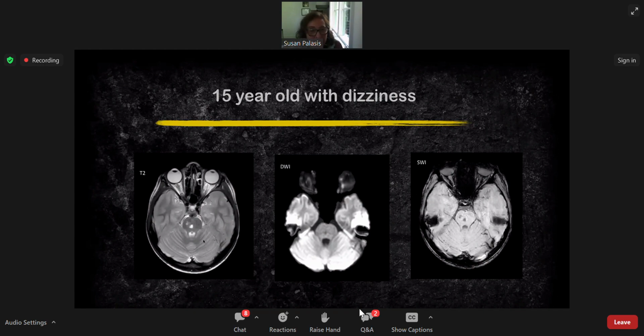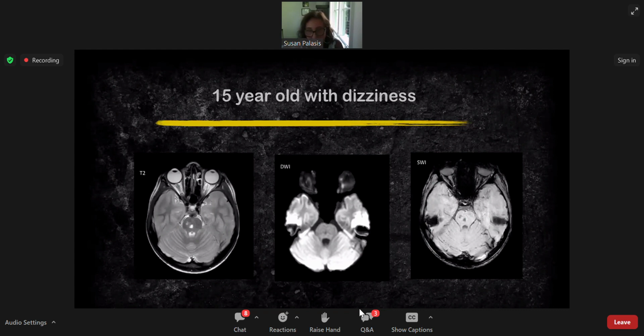Okay, onwards to more stroke. So this is a 15-year-old with dizziness. And what we can see here on the T2 is these focal signal abnormalities in the pons, no evidence of diffusion restriction or evidence of hemorrhage on susceptibility weighted imaging. So these look like little lacunar infarcts.